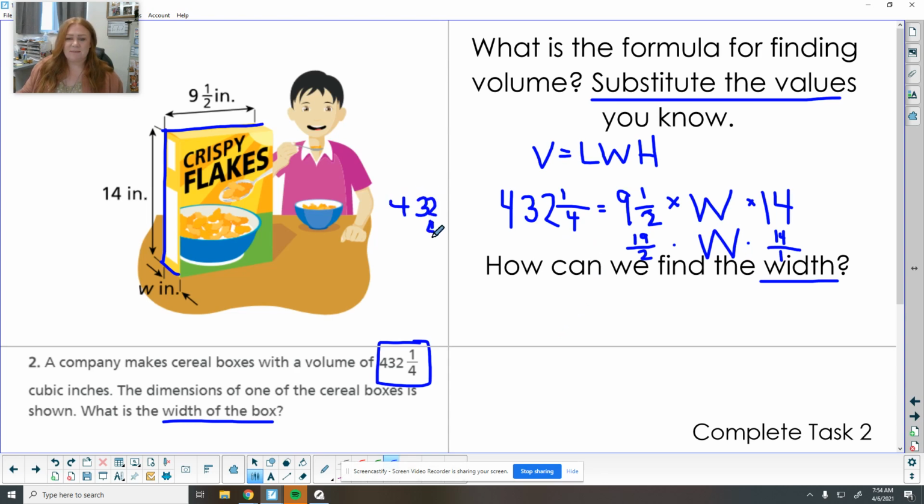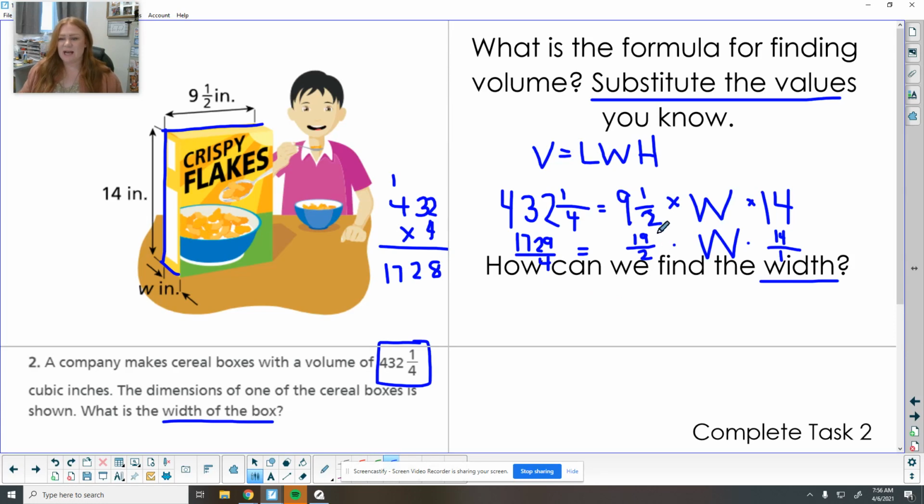432 times 4. So go ahead and try that one. So here's 8 and 12. 16 plus 1 is 17. So 1728 and one more is 1729 over 4.